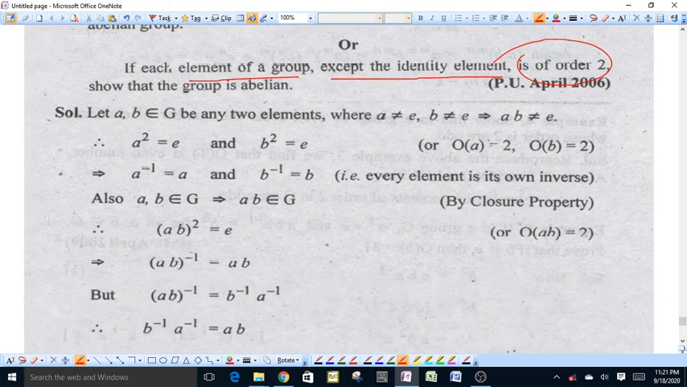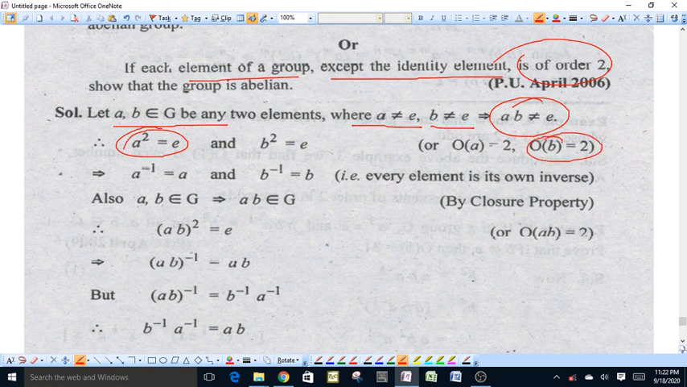Let a and b be two elements of G where a is not equal to e and b is not equal to e, and ab is also not equal to e. Because the order of a is equal to 2, this means a square is equal to e, and the order of b is equal to 2, this means b square is also equal to e.